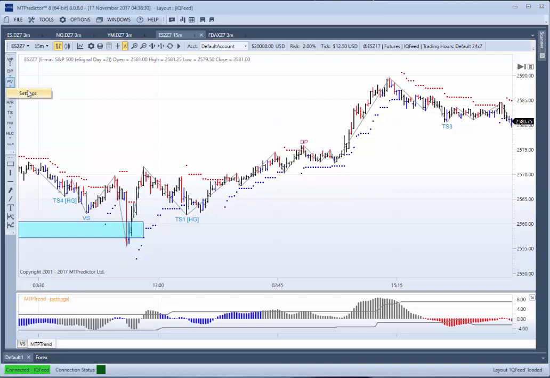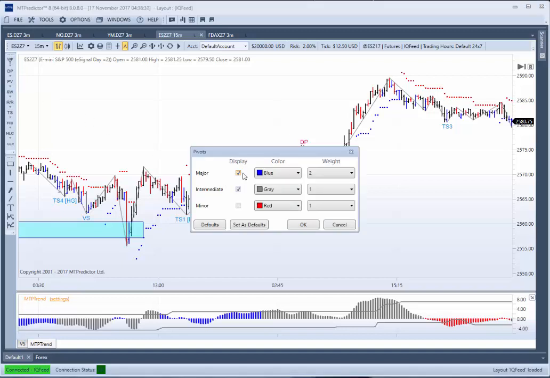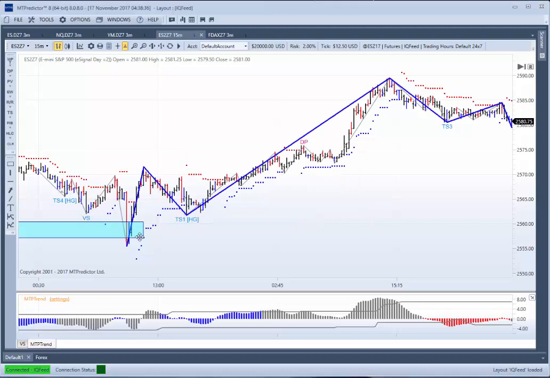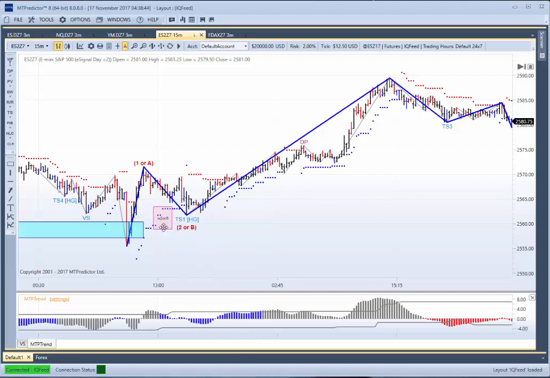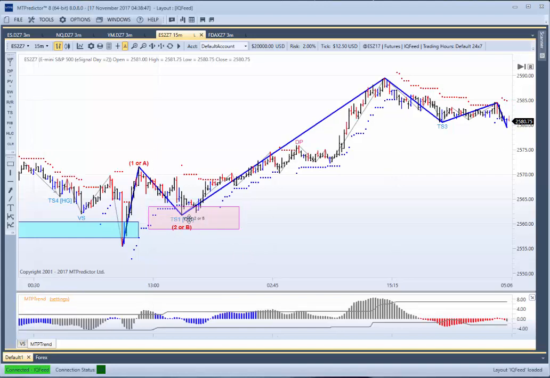If I just put the major pivots on here, I'll just show you how this would have looked at the time. So here we have an initial swing up on the major pivots, an initial swing down. If I right mouse click here and do Elliott wave major, you can see that basically what we're looking for is a wave 2 correction. So we start the sequence at the next higher time frame DP. Initial move up wave 1, initial move down wave 2.